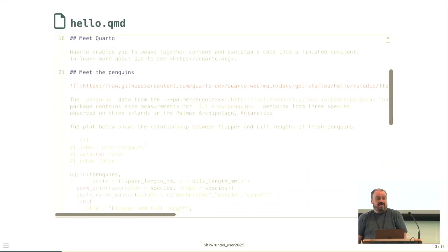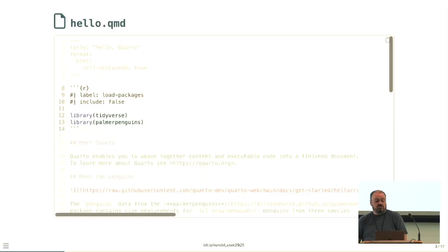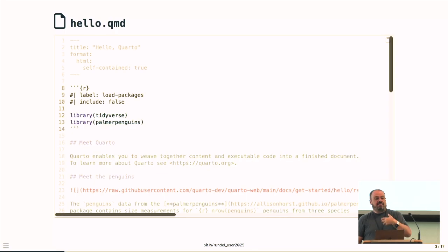We have HTML headings. So the number of hashtags indicate the heading level, and then there's some label that's associated with that. Within the headings, we then have other things. So we might have R chunks. So in this case, this is code that Quarto will run in the background through the R engine, and then we will get the rendered output in our outcome.